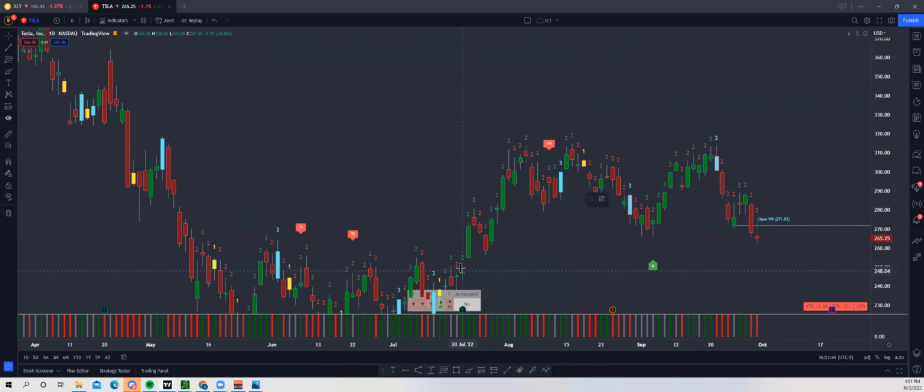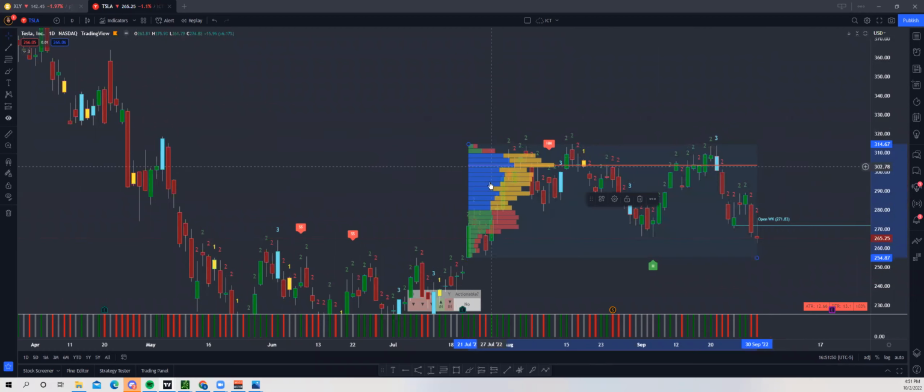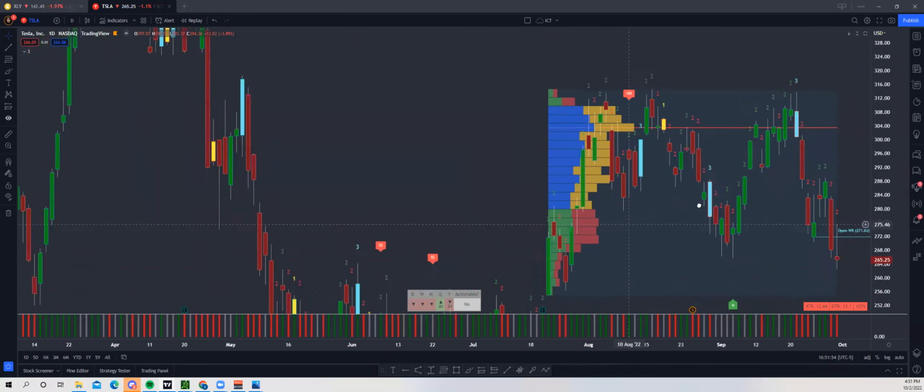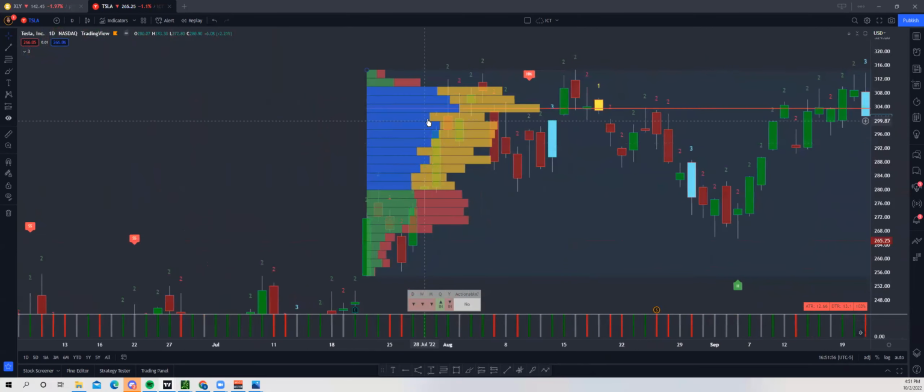All right, I turn off the magnet and I would just start on this candle and drag all the way over here, right? And you see how the nodes are. What I noticed, because a lot of people just be focused on the nodes, but there's actually something if you pay attention to how the wicks are formed.